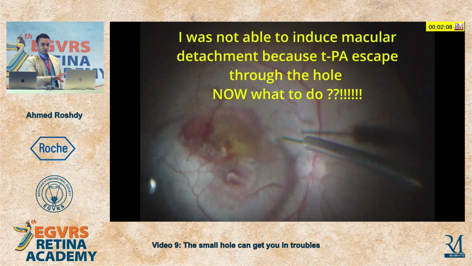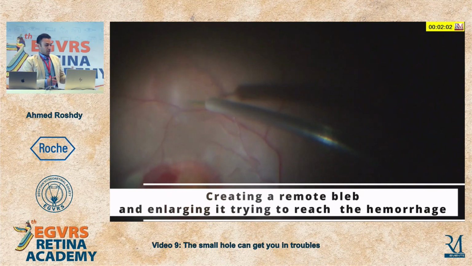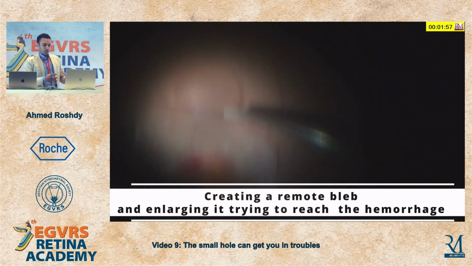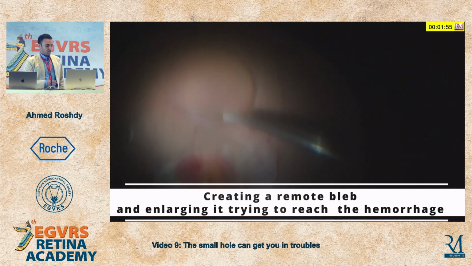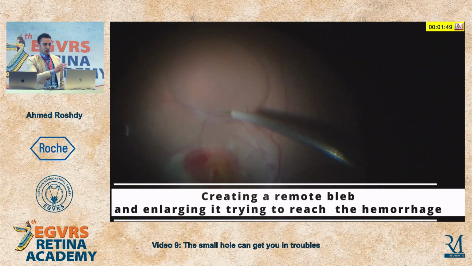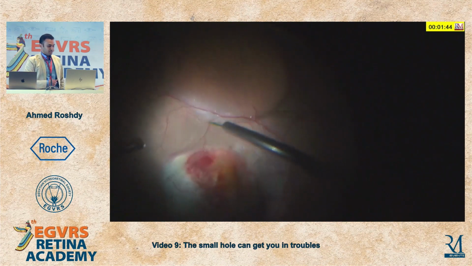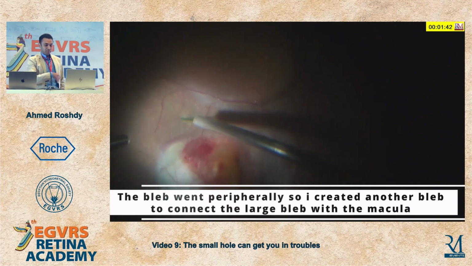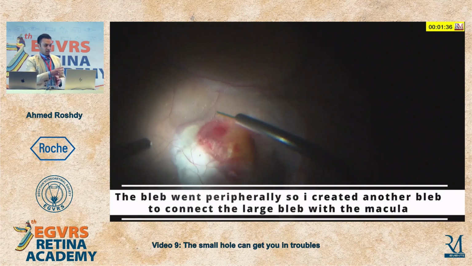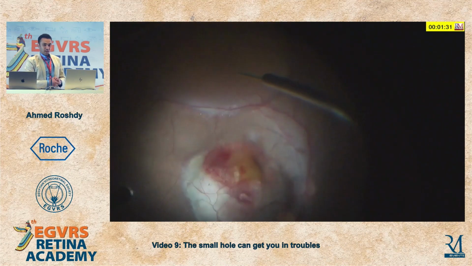And I think I should do a macular detachment in this case because there is a large area of organized blood. So I tried to create a bleb outside the area of the hemorrhage remotely, and I'm enlarging it slowly. But as I am enlarging this subretinal bleb, it was going peripherally away from the hemorrhage. So again, I was not able to detach the macula. I tried to create another bleb between this peripheral bleb and the submacular hemorrhage, trying to connect these two together, but again, I failed.